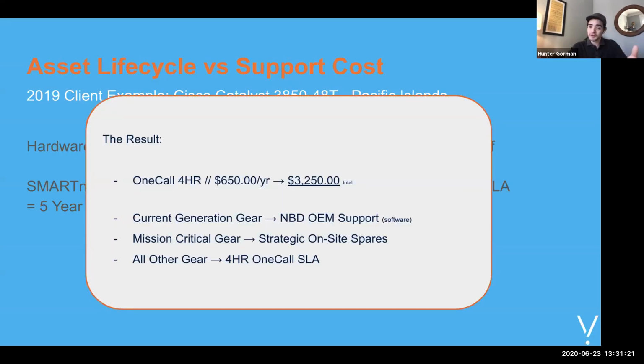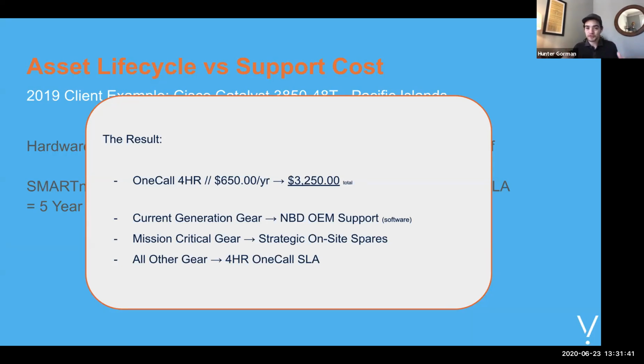Now, with this customer, we ended up changing that SmartNet SLA for a one-call SLA at about $650 a year for the asset, bringing that support cost to $3,250. Obviously, about half the price, or a little less than that, of that actual piece of equipment.